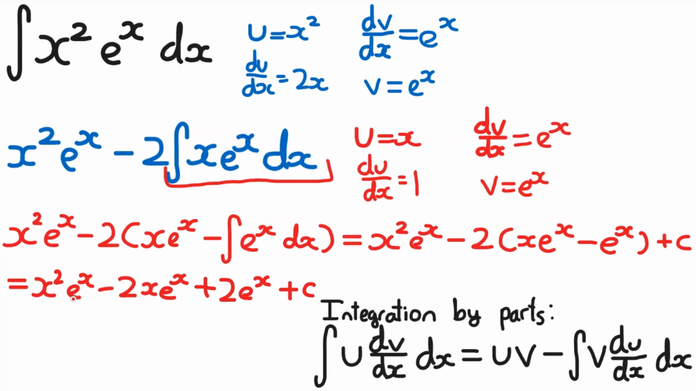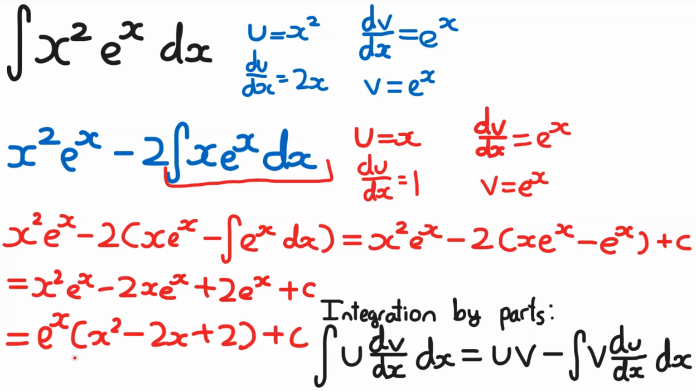If you wanted to, because e to the power of x is common in all the terms, you could make it a bit neater by factorising out the e to the power of x, so it's e to the power of x multiplied by x squared minus 2x plus 2, and then plus c, but you don't have to do this, it's not asked as part of the question.